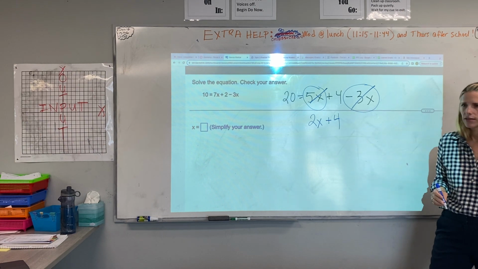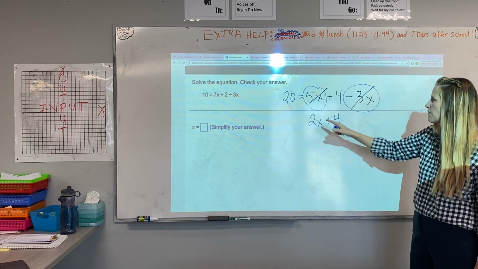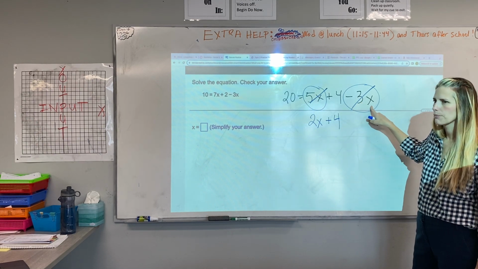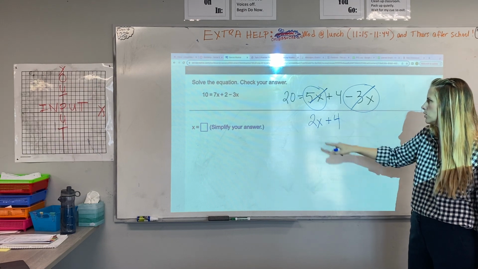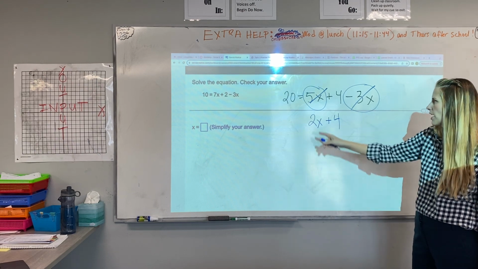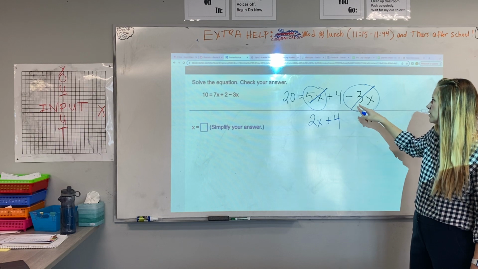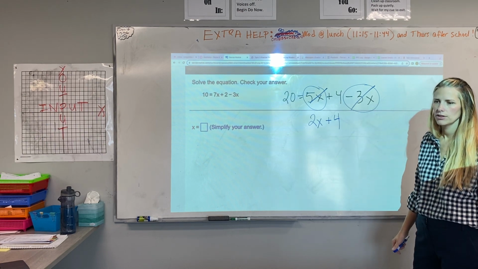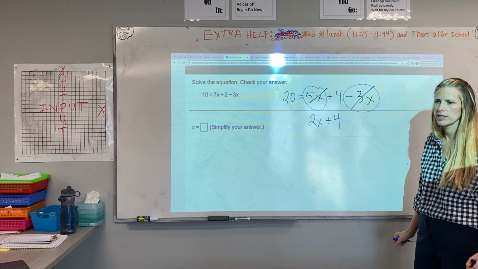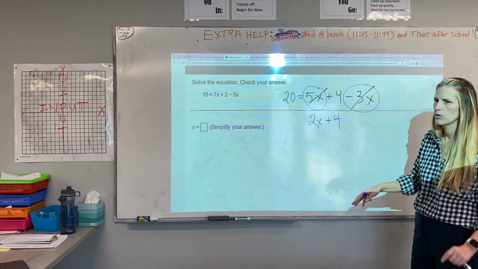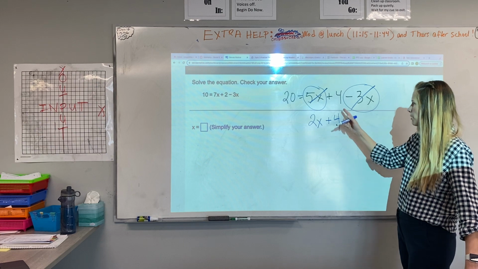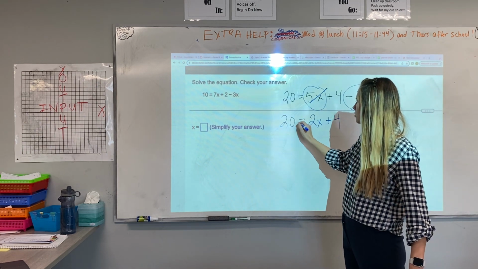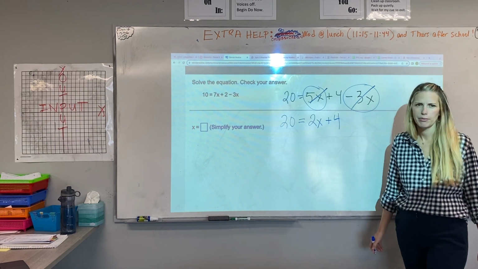We're allowed to do that. X is kind of like saying if I have 5 apples and -3 apples, I put that together and I get 2 apples. You could also say if I have 5 apples and I give away 3 apples, I have 2 apples. Your variable just stands for a very certain thing that is the same wherever that term is. So my positive 4 cannot be combined, so I'm just going to bring down my 20 equals. I'm rewriting this equation in a simpler form.